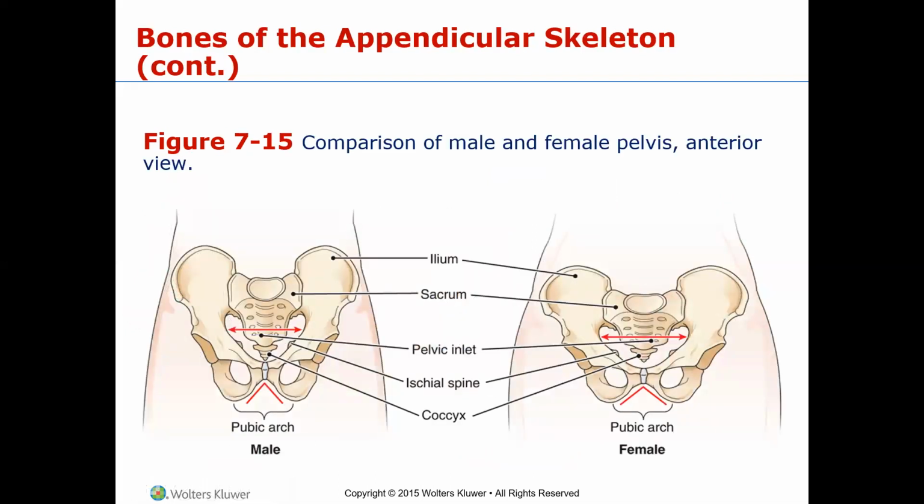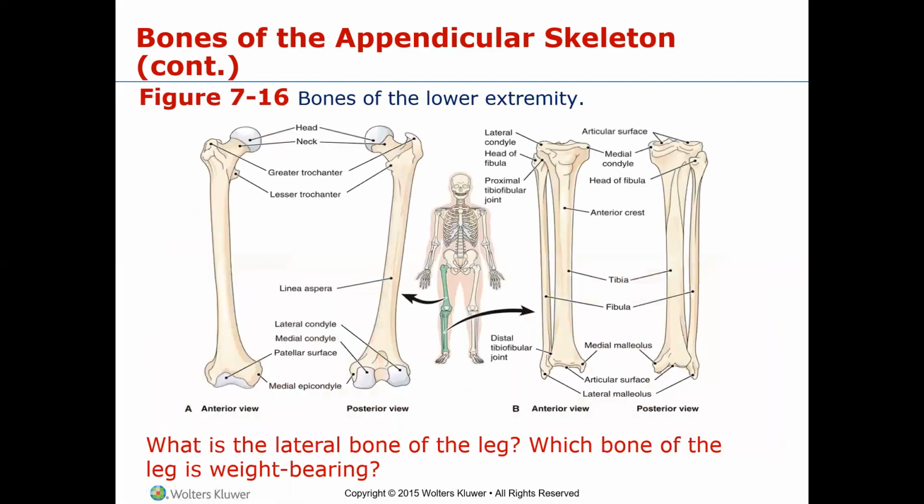So again, here's the comparison of the male and the female pelvis, and you can see that the pubic arch is not as wide in the male as in the female. That pelvic inlet is wider, and then the ilium is actually wider and broader.